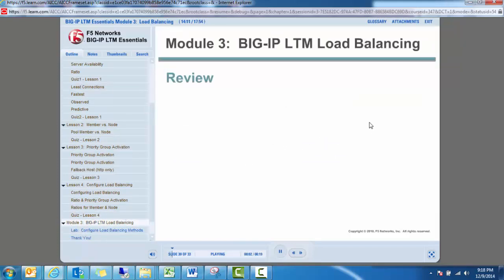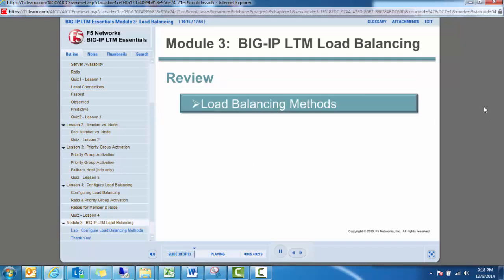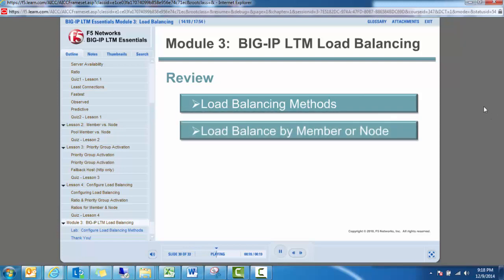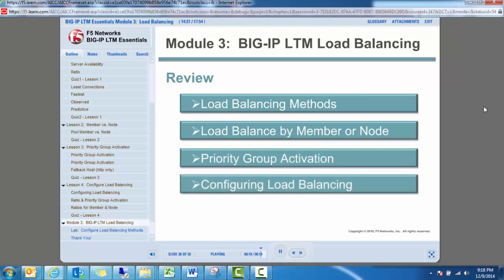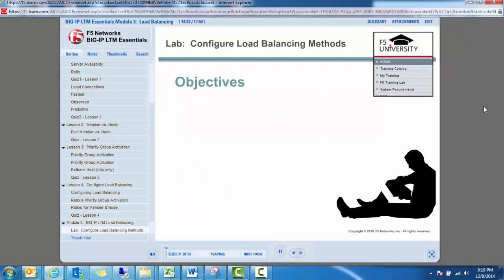This concludes Module 3. You should now be able to list and explain the different BIG-IP LTM load balancing methods, explain the difference between load balancing by member versus node, describe the priority group activation feature, and configure the different load balancing modes. It is now time for you to put everything you've learned into practice.